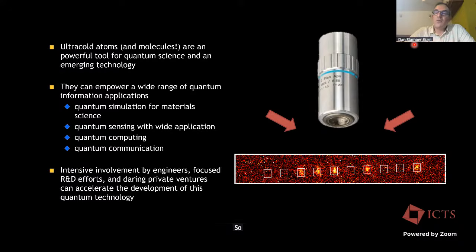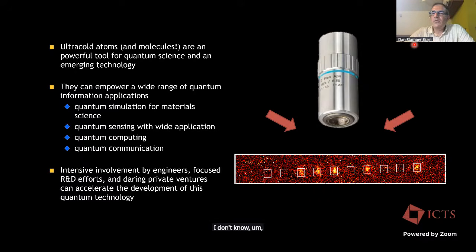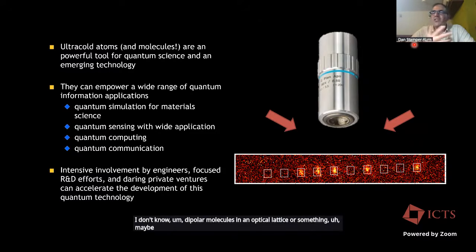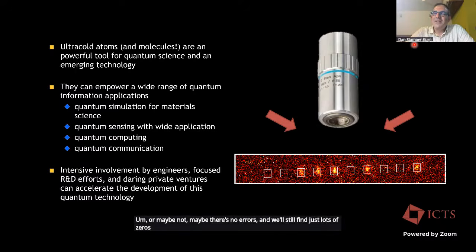So, there may be a pretty big breakthrough in the next few years or whatever decade that uses, I don't know, dipolar molecules in an optical lattice or something, maybe with entanglement generated by Rydberg states or something, that finally finds a mistake in the standard model. Or maybe not, maybe there's no errors and we'll still find just lots of zeros, but it's worth checking.